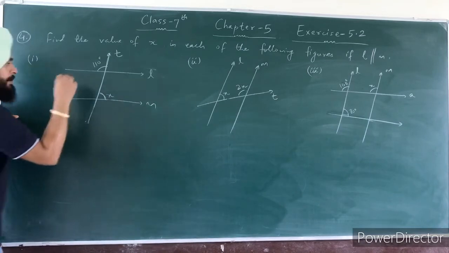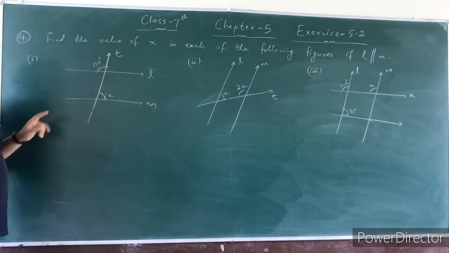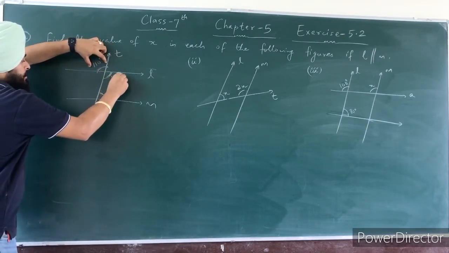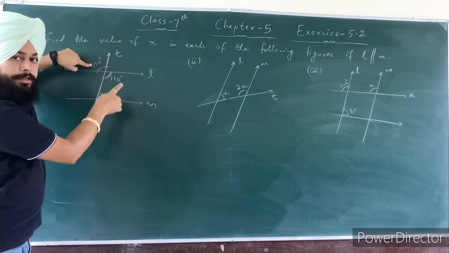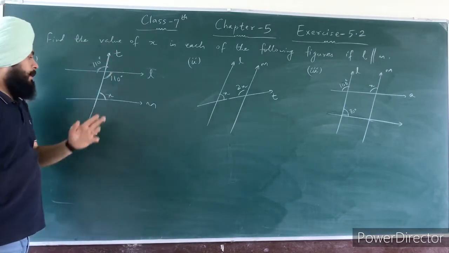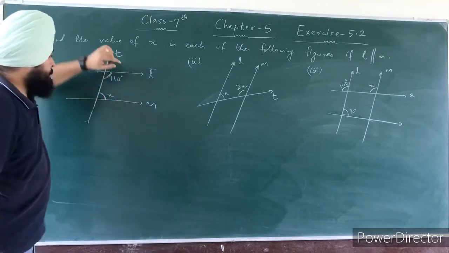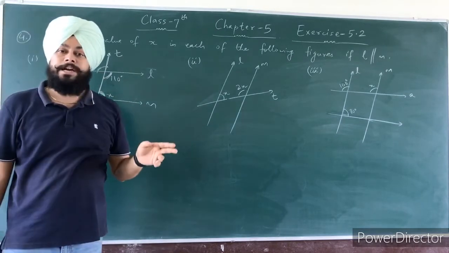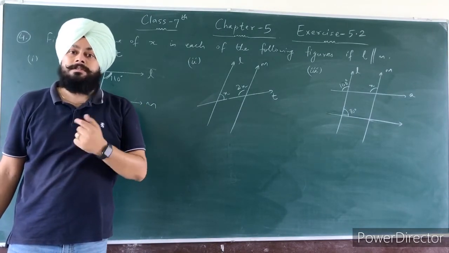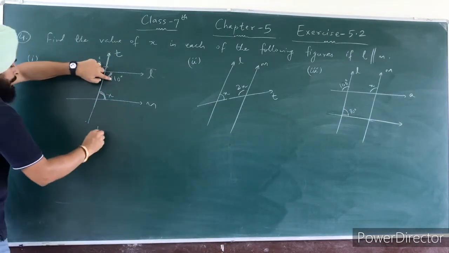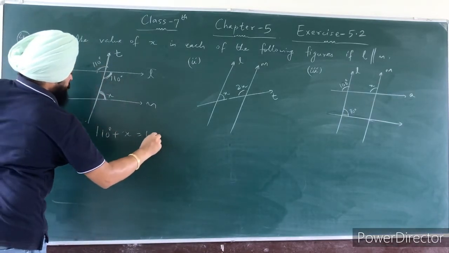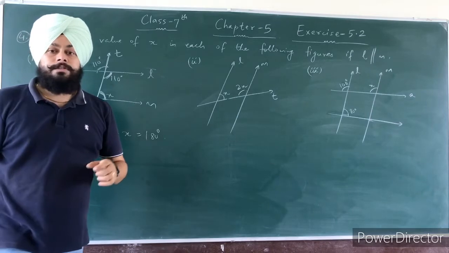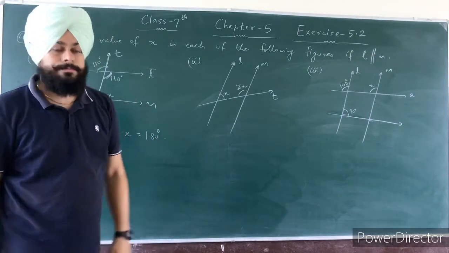In the first figure you can see here, the measure of this angle is 110 degrees. So the vertically opposite angle to this 110 is this one. So this angle is also 110 degrees. Reason is vertically opposite angles. Now we have to find the measure of angle x. You can see here, these two angles are interior angles on the same side of a transversal, and their sum is supplementary. Clear? So 110 plus x is equal to 180 degrees. You can write the reason: the sum of interior consecutive angles is always 180 degrees.